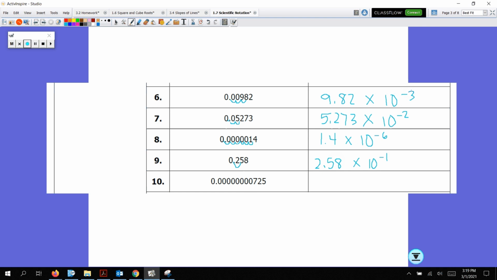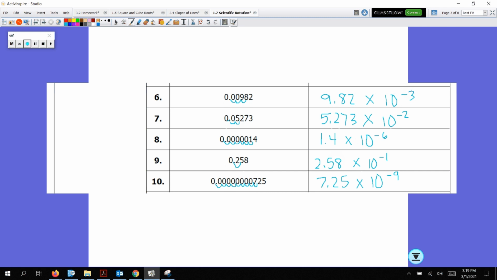Oh my goodness gracious, we have a lot of moving going on here for number 10, but let's all do this together, okay? So we start at that decimal and we move 1, 2, 3, 4, 5, 6, 7, 8, 9 times. I had to move that decimal 9 times to make this number bigger than 1 and smaller than 10. So remember, it's always times 10, and then we use that negative exponent because we moved 9 places to the right, to the negative 9th power.